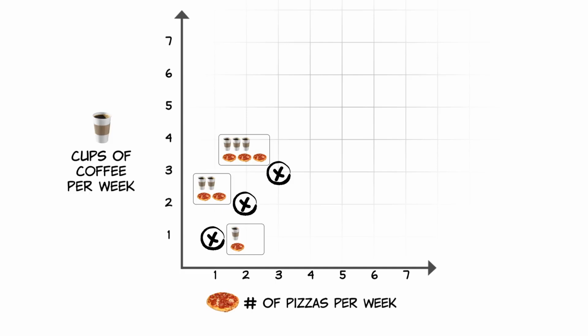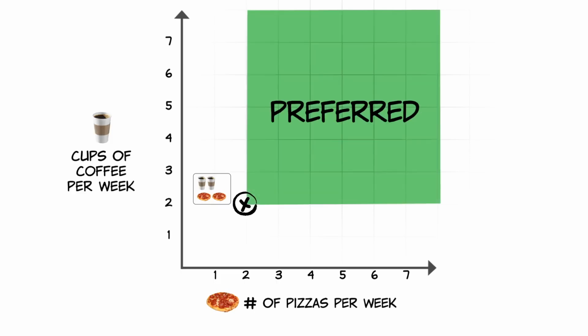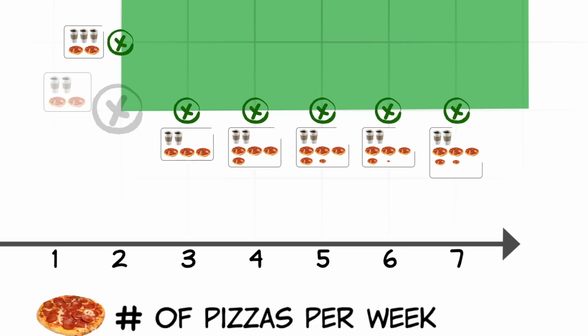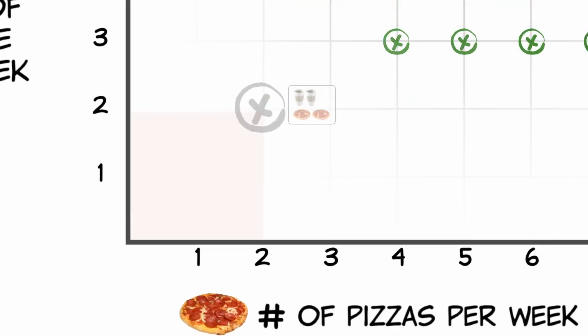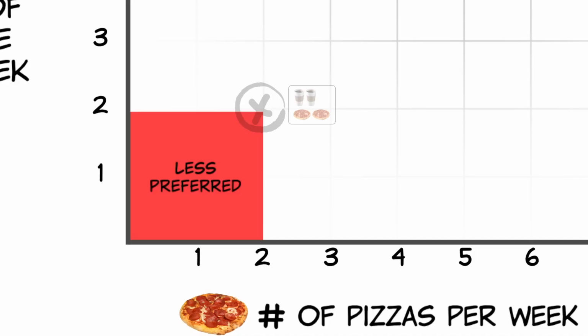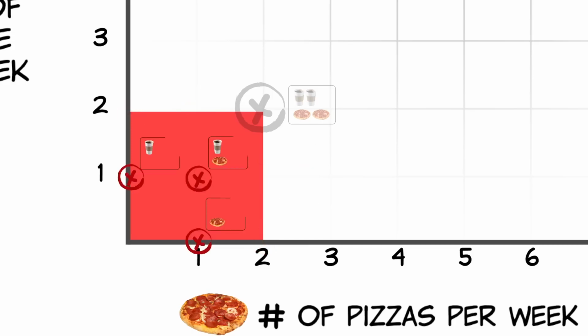Consider this combination, 2 pizzas and 2 cups of coffee. In general, any combination in this region is preferred to the original combination. Think about why that is. Any point here represents a combination of pizza and coffee such that you get more of at least one of them, maybe even more of both. And having more of what brings us utility is better. Any combination of goods in this region, however, means you'll be getting less of at least one of the goods, maybe even less of both, and that will leave you worse off.